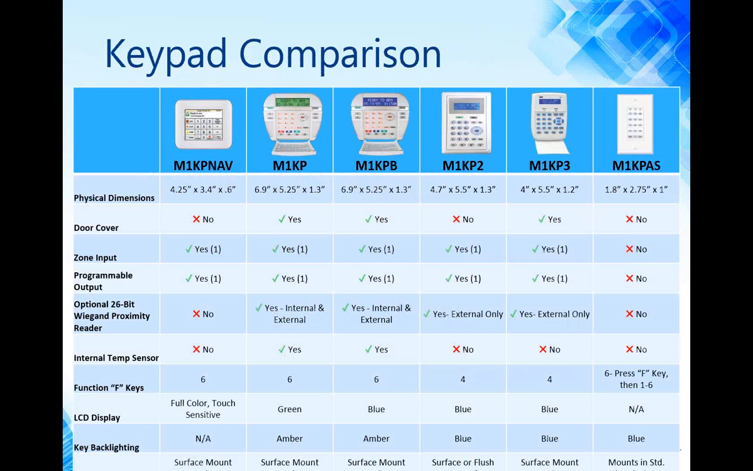We've provided a comparison chart, and I'm not going to go over every aspect of this, but you will be getting this presentation in the follow-up. So you just have this information here. I'm pointing out some of the differences between the keypads. They're different physical sizes, have different backlight colors, and different features as far as supporting proximity readers or 26-bit Wiegand devices, number of F keys, that sort of thing. But you'll have that information available to you in the presentation that we provide in the follow-up.